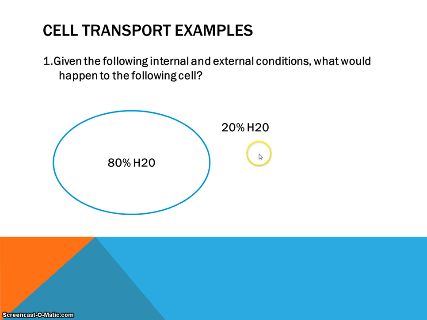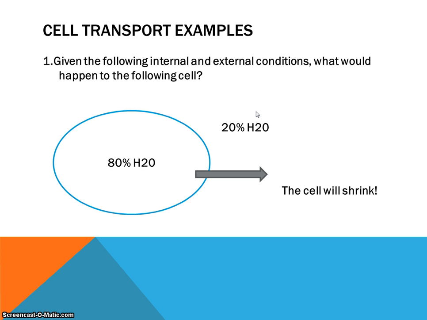Outside of the cell is our low concentration. Water goes from high to low. So we're going to draw our arrow going out, which means the cell's going to shrink. This water is going to come out here, try to balance this. So it's like 50-50. So 30% of that's going to go in there to make it 50-50, to make it balanced, to make it equal. And that's going to make that cell shrink.